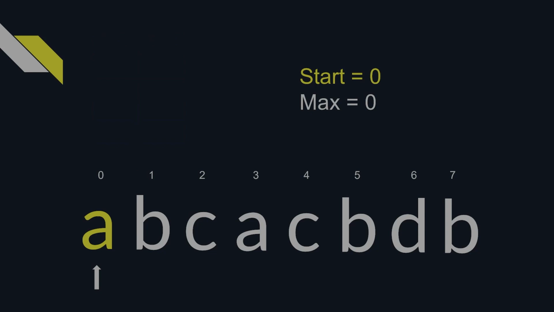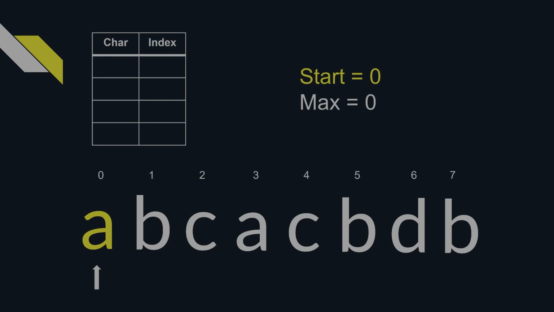Finally, we need to store when was the last index we saw the character. We will do that in a hash structure such as a table. Let's see how this will work. So for each character, we need to check if we already saw it or not. For the first character A, we did not see it before, so we just add it to the table with its index. We then go to the next char B.